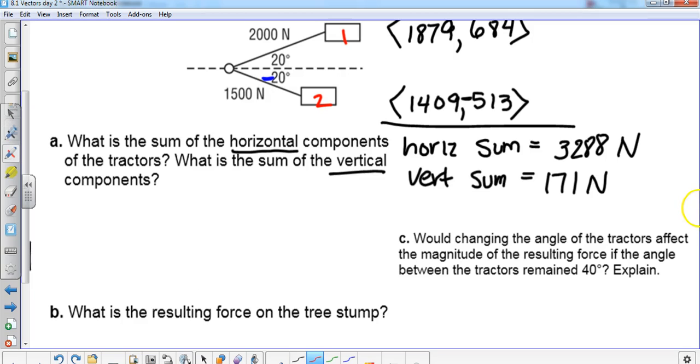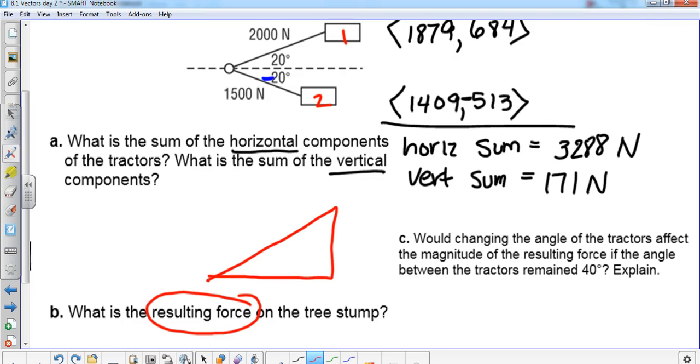So we need to do what? Add the two forces together, but then do what? Pythagorean theorem, yes. Because the resulting vector goes 32, 88 this way, and 171 this way. So we need to do Pythagorean theorem. These are the numbers we just found. We just need to do Pythagorean theorem. Anybody?